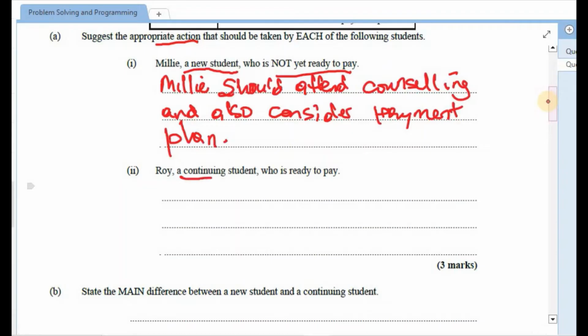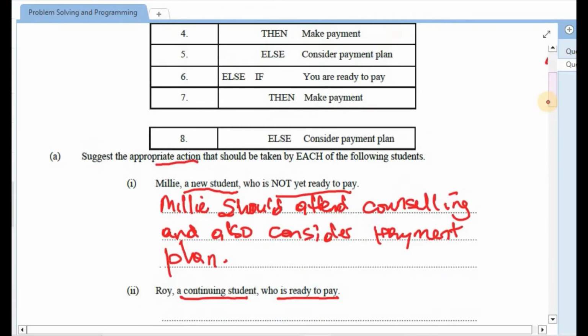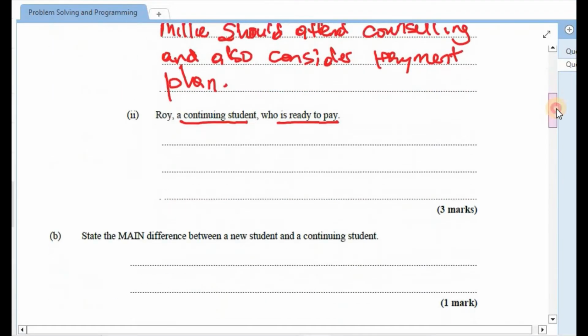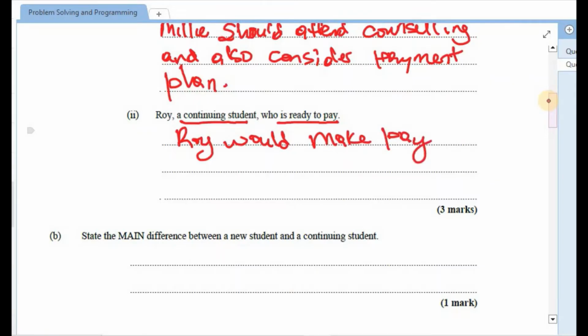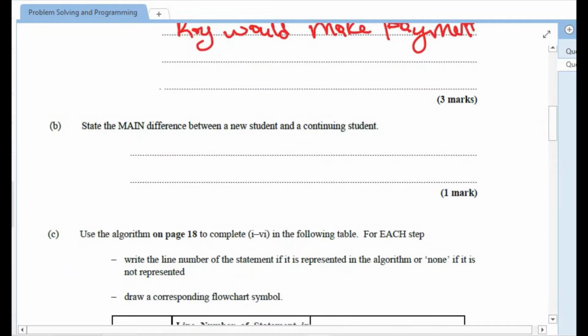All right. 2 says that Roy is a continuing student who is ready to pay. So the criteria, he is continuing and he is also ready to pay. Continuing students, remember we said that they started at line 6 and we want to find out if he is ready to pay. So he is ready to pay. So on line 7, he is expected to make payment. So the action that Roy would take is that Roy would make payment. All right, and both of those questions amount to 3 marks.